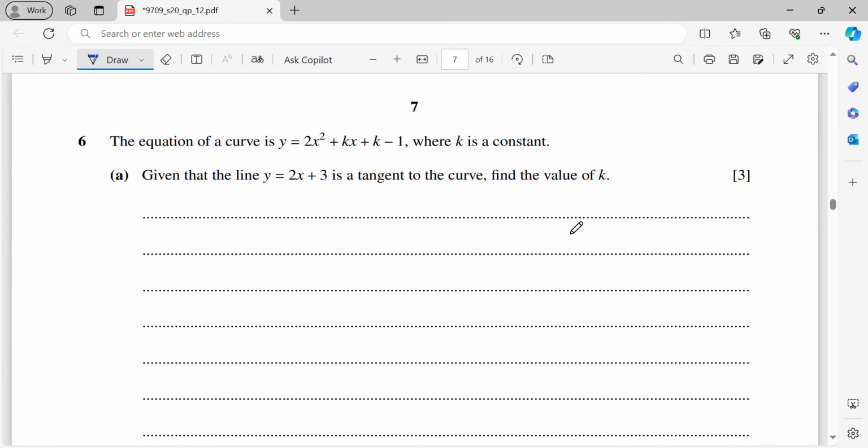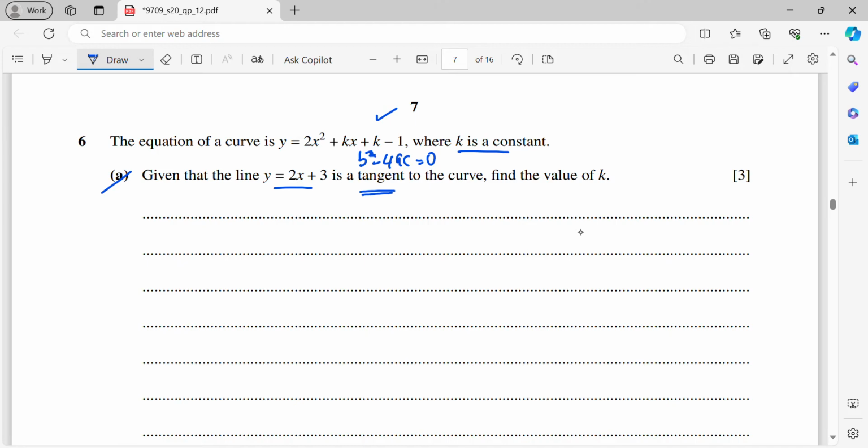Okay, question number 6. The equation of this curve is given, where k is a constant. A, given that the line is a tangent to the curve, find the value of k. Basically, when the line is a tangent to the curve, it means there's only one intersection point. Or I would say the discriminant is equal to 0, because when the discriminant equals 0, there will be only one root.